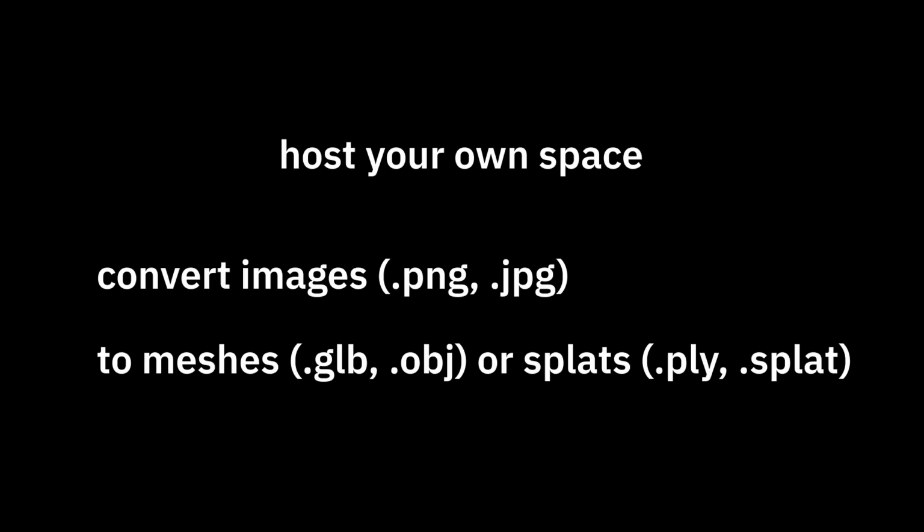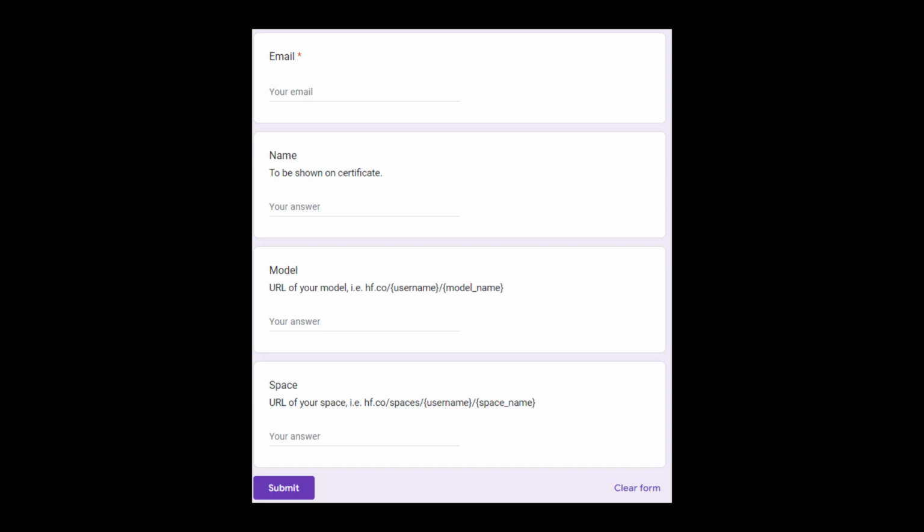Step 2. Host your own space. It should convert images to either meshes or splats, and have a README with a link to your model. Step 3. Fill out this form with a link to your model and space. Then after manual verification, you'll receive a certificate.